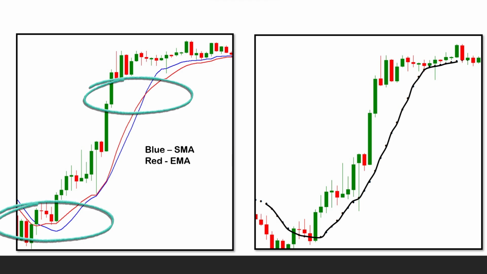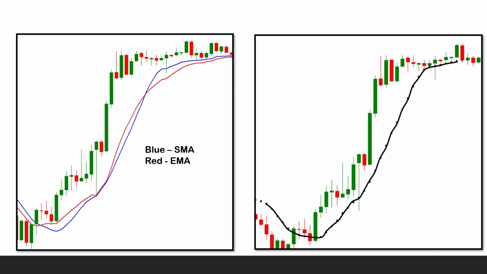But overall, if you go to see, the red and the blue line is almost moving together. So there is no major difference, but still I prefer EMA. It is up to the trader which they are comfortable with to use. In this example, we are using the EMA.